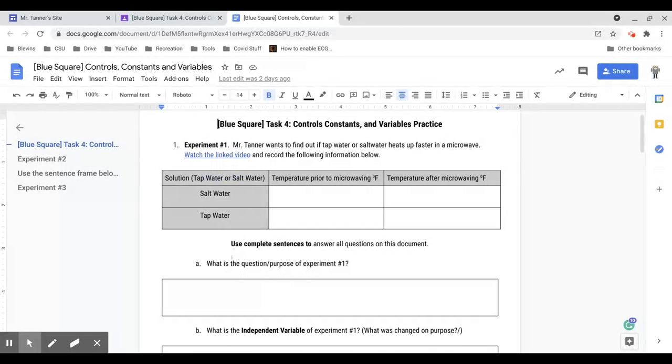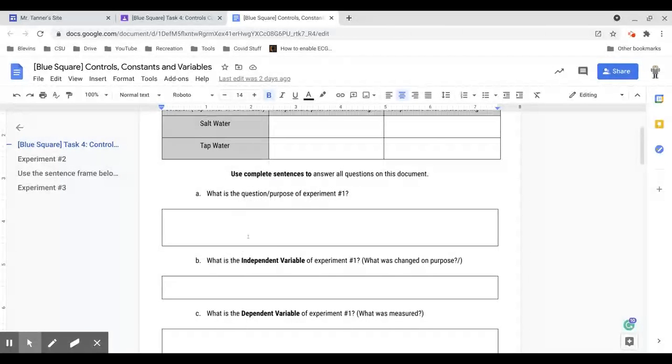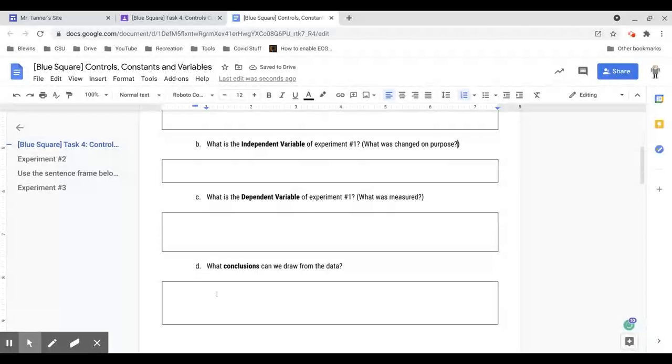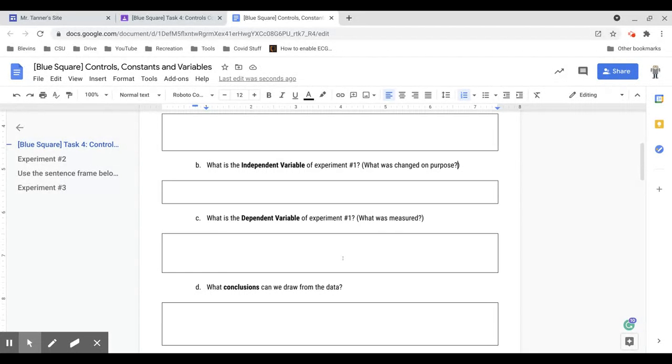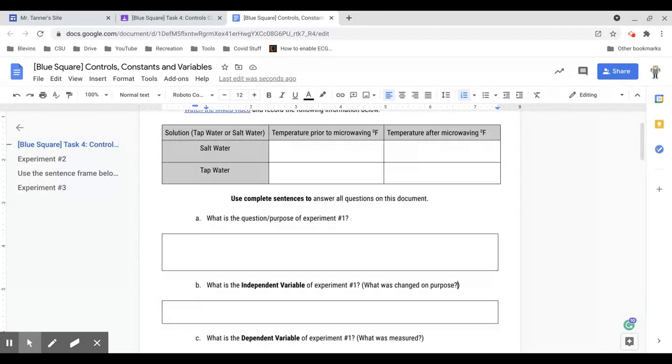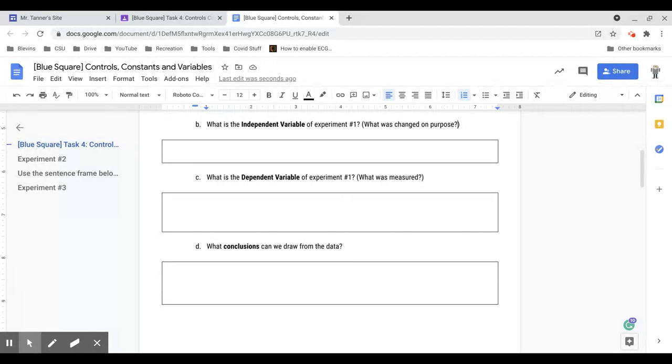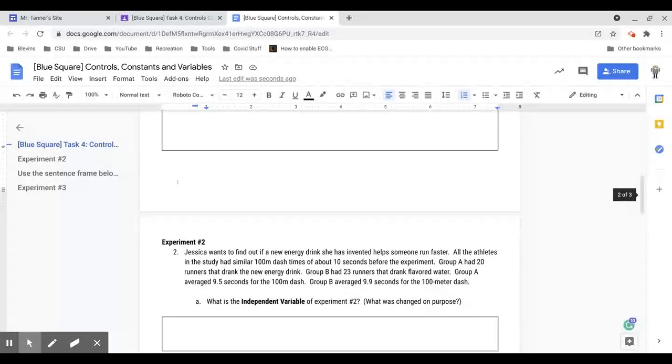Then you're going to answer the questions. What's the purpose of experiment number 1? What's the independent variable from that experiment? Which means what was changed on purpose? What is the dependent variable from number 1? What was I measuring? And then what conclusions can you draw from the data? So what was the results of that experiment? Which cup heats up faster, salt water or tap water?